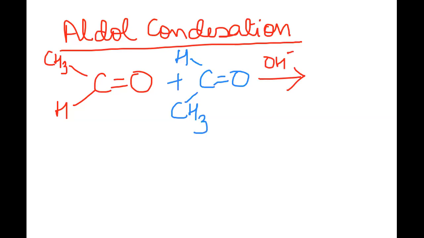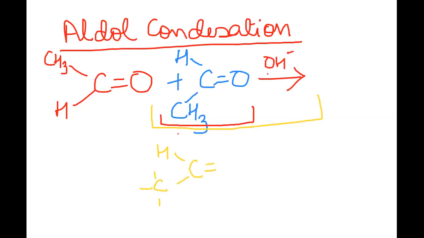When it proceeds in an alkaline medium, what does this OH minus do? It actually abstracts an alpha hydrogen atom. So let us say that the blue molecule is the attacking reagent. This is going to form the nucleophile. So how will that happen? If I talk about this part, let me just show this in yellow. You will see that this is H, C, this is CH3.